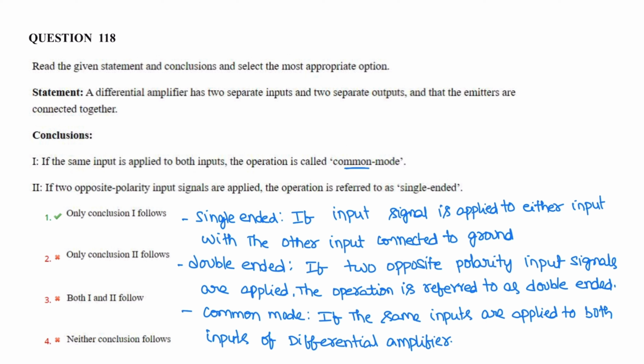The statement is correct. Conclusion 1 is correct. If two opposite polarity signals are applied, then the operation is referred to as double-ended. It is not single-ended. It is double-ended. Conclusion 2 is false. Only conclusion 1 follows.